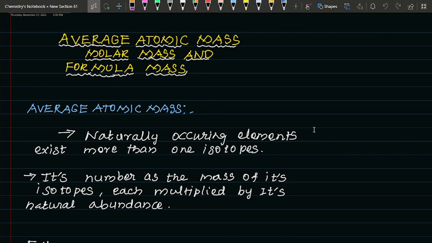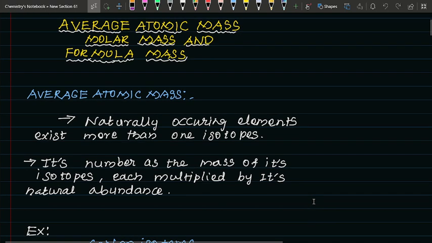Chapter 1, Class 11, CBSE Chemistry. Average atomic mass, molar mass, and formula mass. First, average atomic mass.